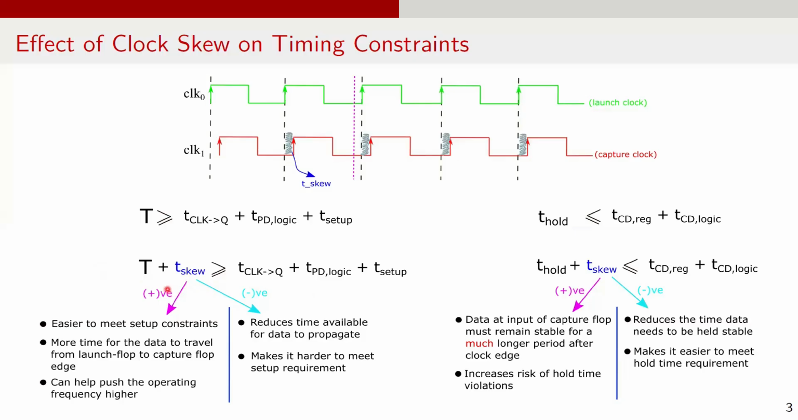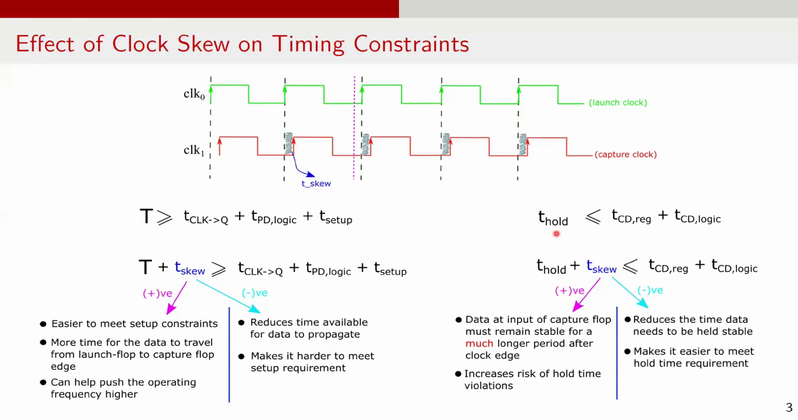Now let's understand how positive or negative clock skew impact the setup constraint. When the clock skew is positive, it effectively provides more time for the data to travel from launch flop to the capture flop, making it easier to meet setup requirements. This also helps push the operating frequency of the design higher. On the contrary, negative skew reduces the time available for the data to propagate, making it harder to meet the setup requirement. Now let's look at hold time constraint.